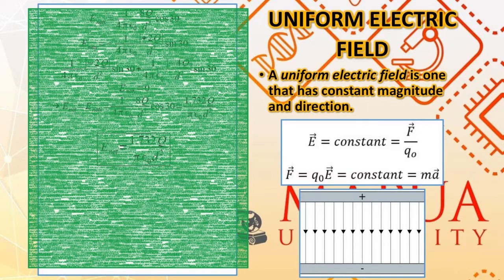In a uniform electric field, E is constant, which means that the force that it will apply on test charge q naught will likewise be constant. And when the force is constant, the acceleration that is observed will likewise be constant. That means that any charge placed inside a uniform electric field will experience constant acceleration, will experience uniformly accelerated motion.